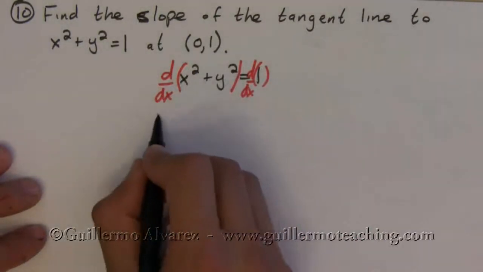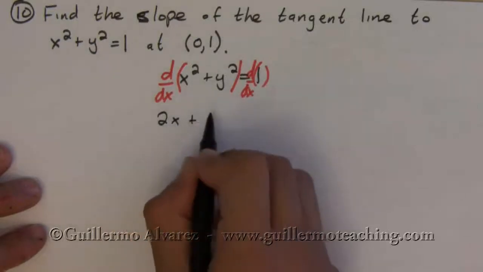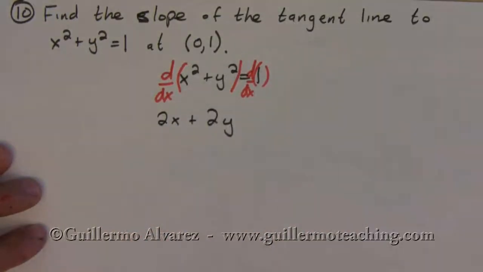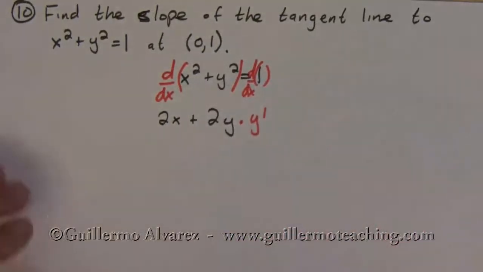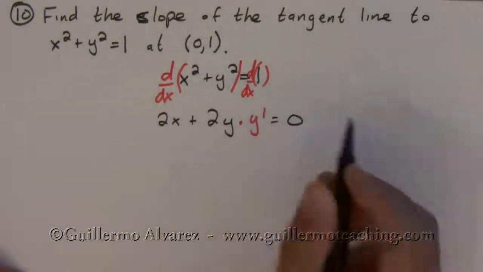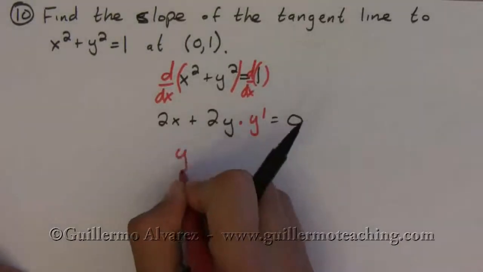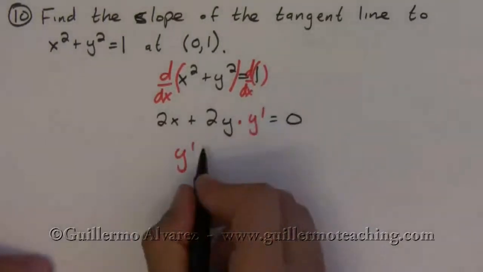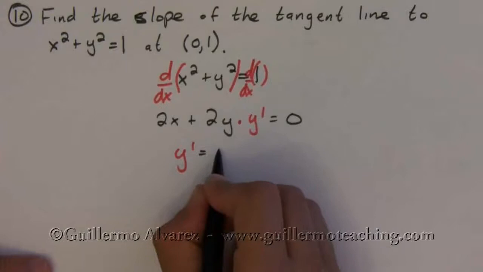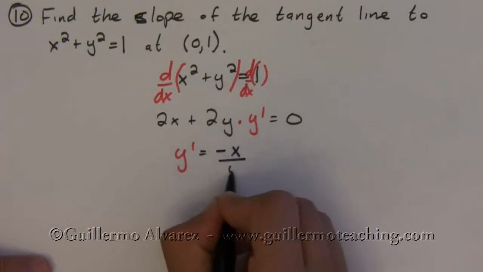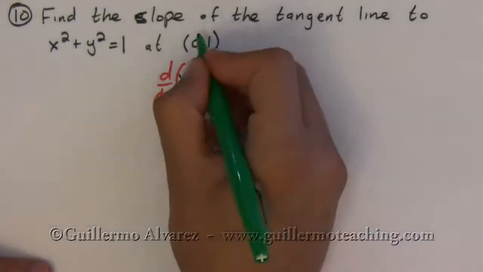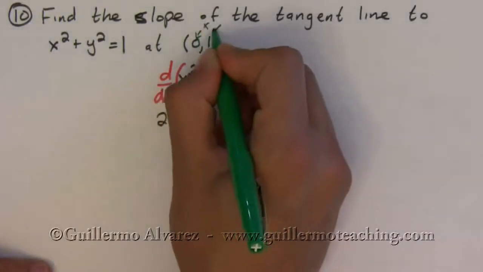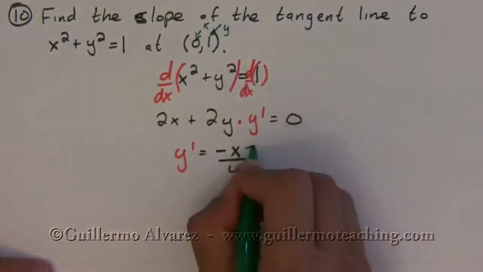The derivative of this guy was just 2x plus 2y times y prime is equal to 0. And when we solved for y prime, we got y prime equals negative x over y. And so then all we have to do is plug in our point. This is our x value, this is our y value.